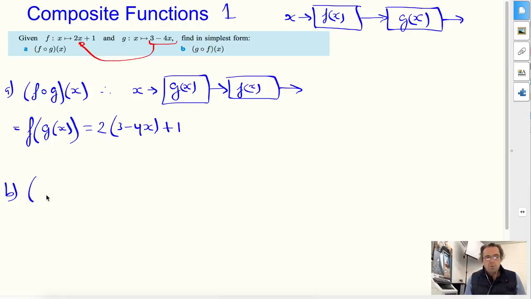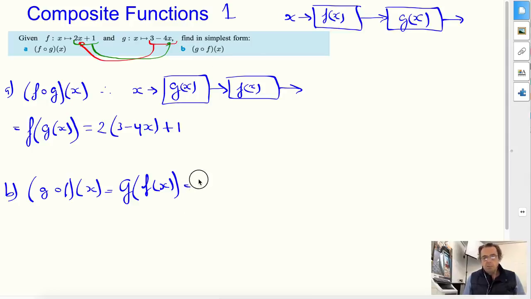The other way around, g following f of x is g of f of x. So now f is first. So we put something in f, and the outcome of that is 2x plus 1 for any value of x. And the outcome we're going to feed into g there. So it's 3 take 4 times 2x plus 1. That's all there is to it.